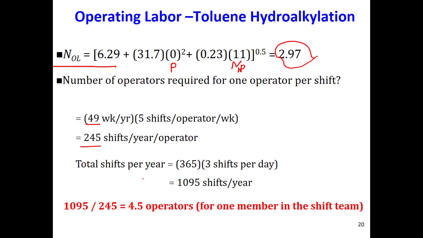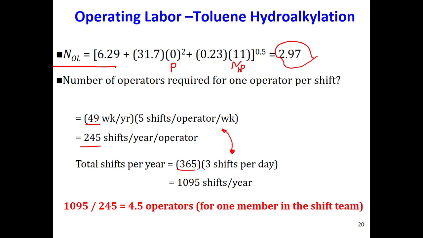And then how many shifts do we have per year? We have 365 days per year. Why is this important? Because the plants are working 24 hours, 7 days per week. Why do we have to do this calculation? The plants are working all the time.